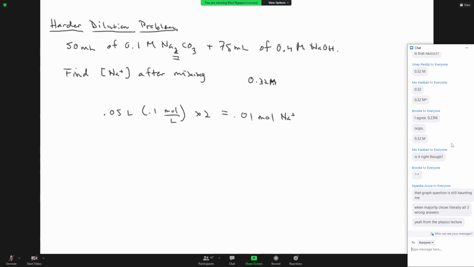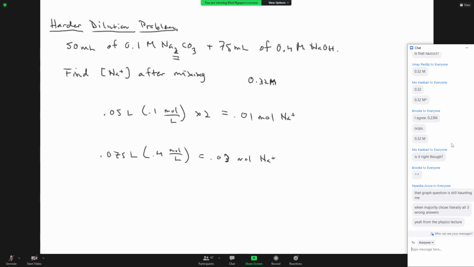The other one is 0.075 liters times 0.4 moles per liter. So 4 times 75 is 300. We're going to move the decimal place 4 places. So this is going to be 0.03. Sorry. 75 times 4 is 300. Move the decimal place 4 places over because there's 4 decimal places here. That's how I'm getting these numbers, by the way. And this is moles of Na plus.